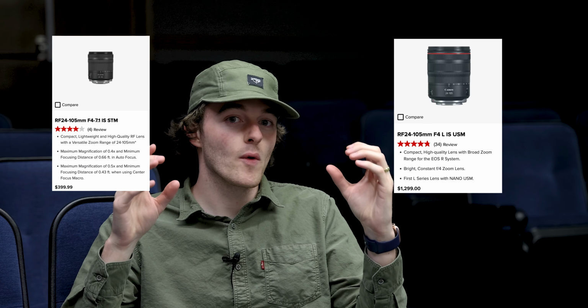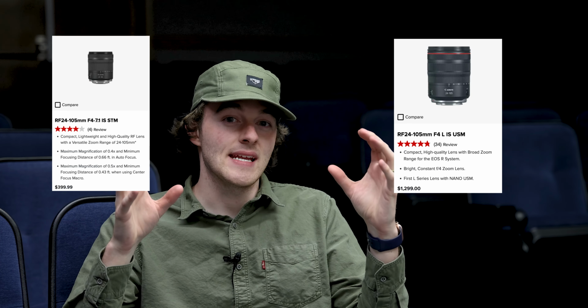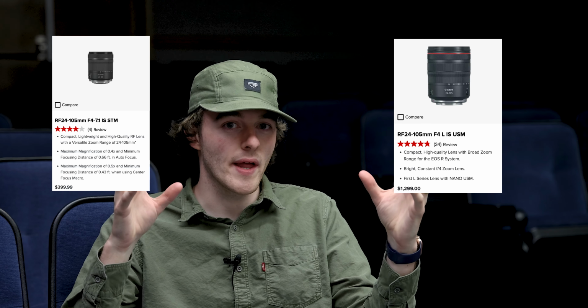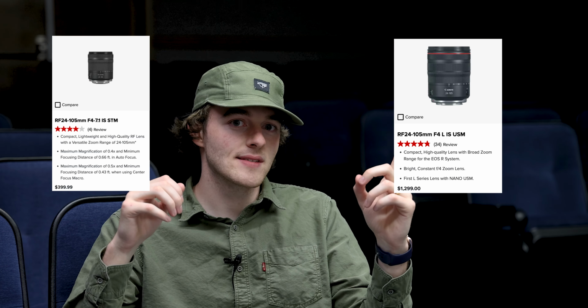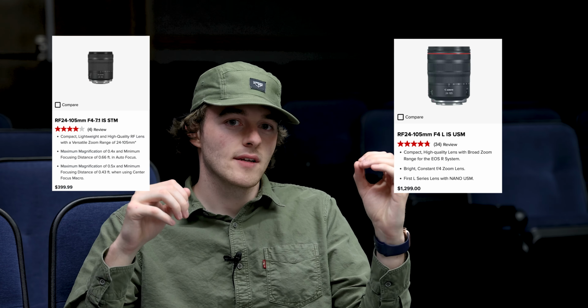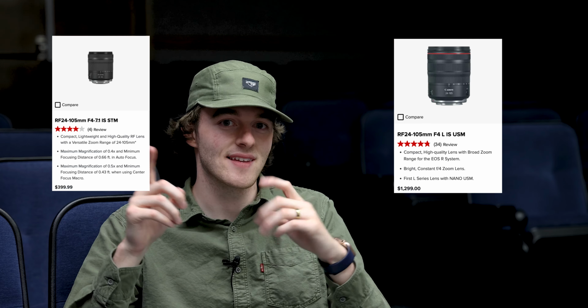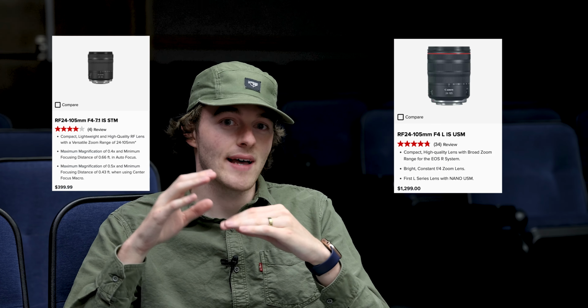For example, take a look at these two Canon lenses. They both have an identical zoom range, meaning the exact same range of focal lengths is covered in both lenses. However, this one that's quite a bit more expensive can open its aperture wider, and that aperture remains constant throughout the zoom range, whereas in this lens, the aperture effectively closes down as you zoom in.